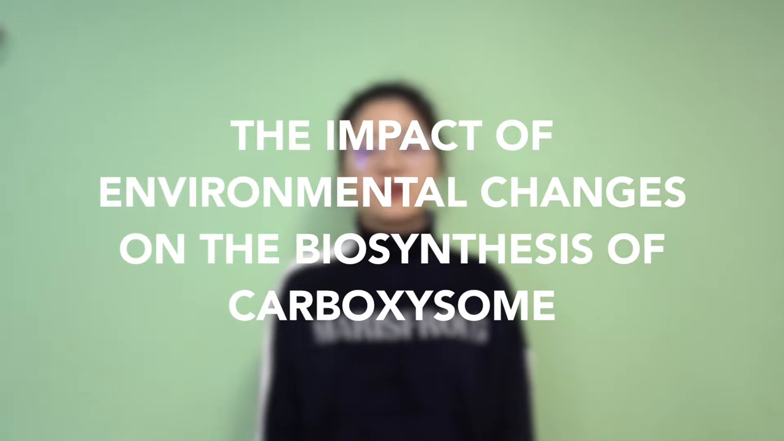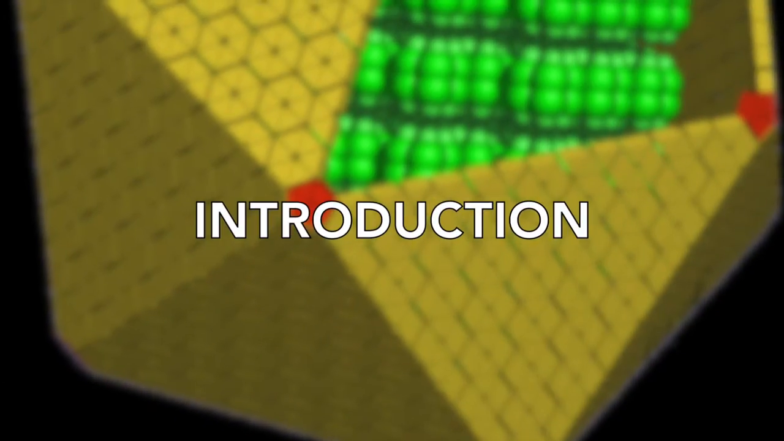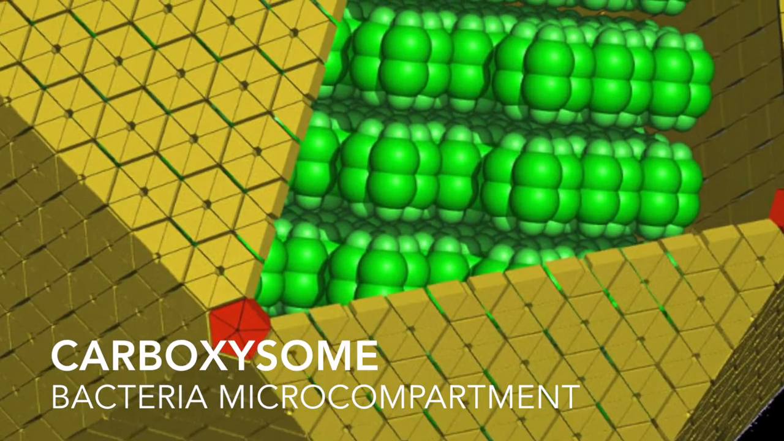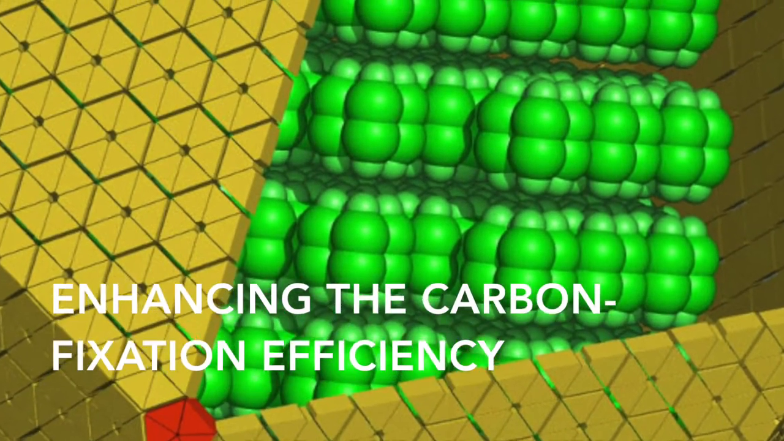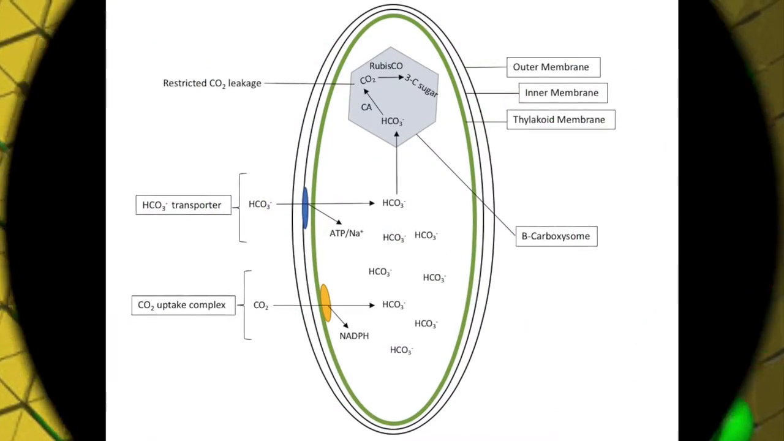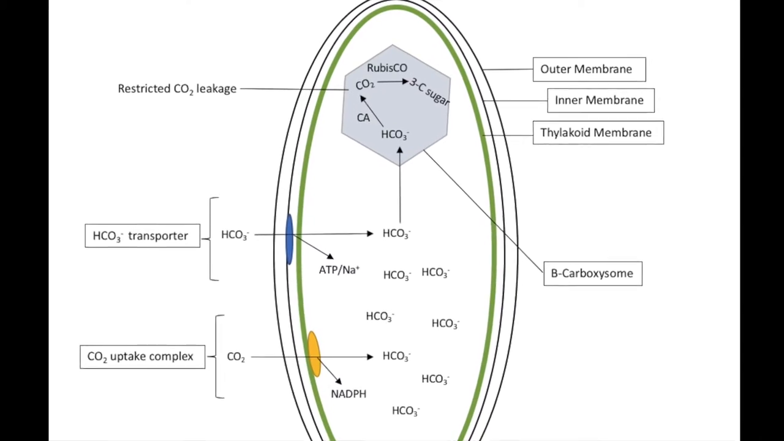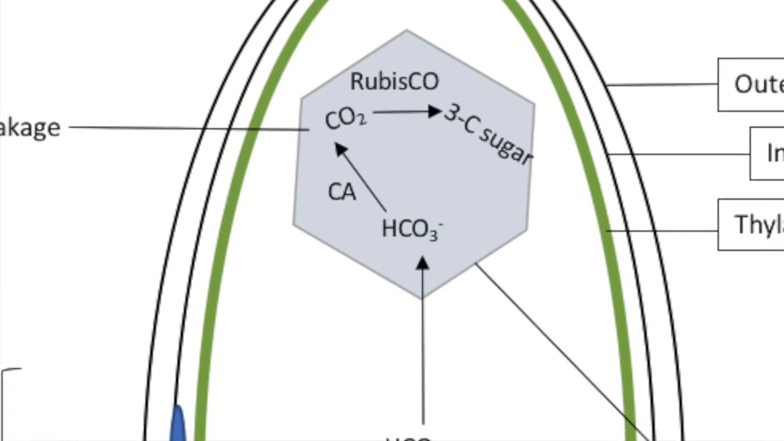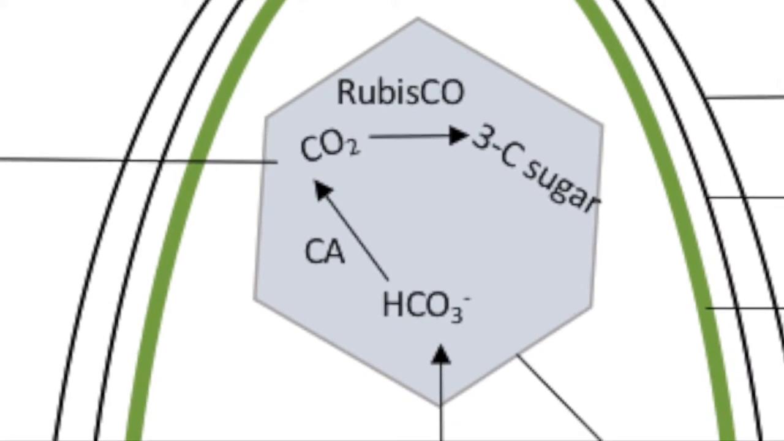My final year project is about the impact of environmental changes on the biosynthesis of carboxysome in Synechocystis PCC6803. Carboxysome is a kind of bacterial microcompartment which plays an important role in enhancing the carbon fixation efficiency in cyanobacteria. Enzymes in carboxysome convert inorganic carbon into three carbon sugars and permit the synthesis of sucrose.